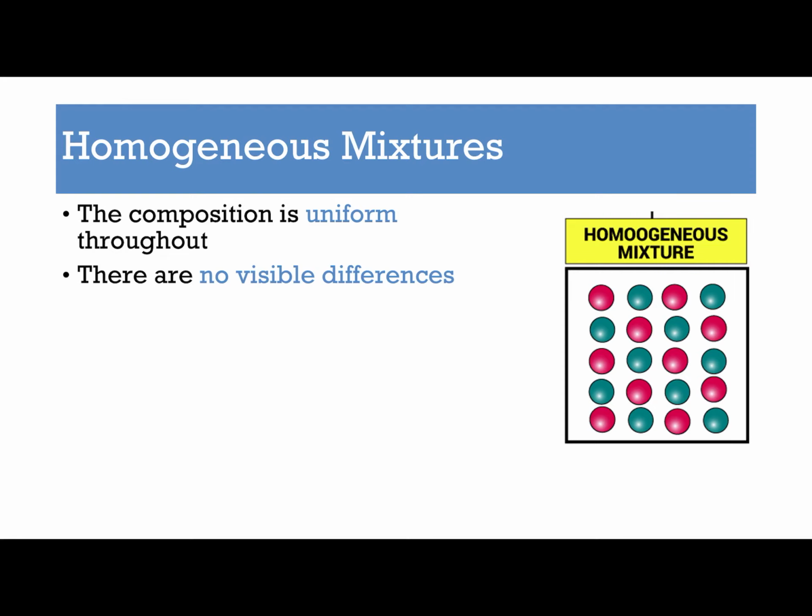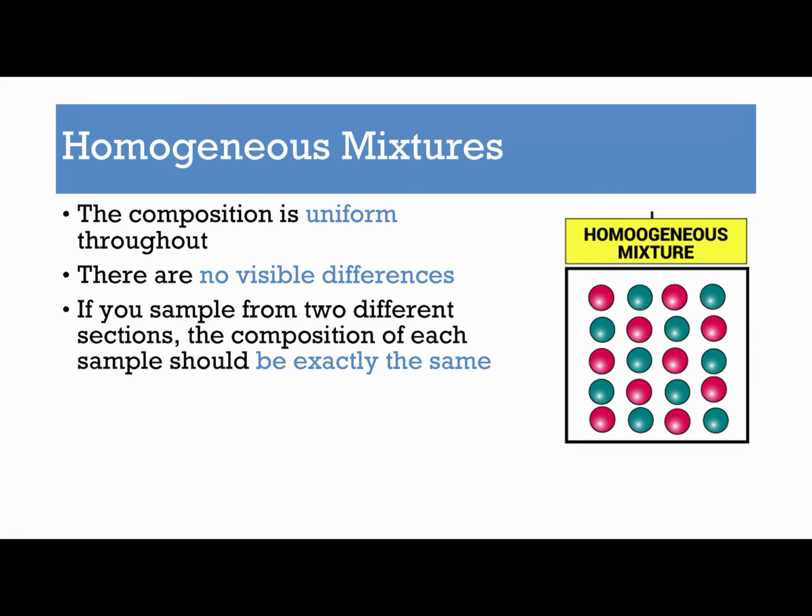So going into more detail on homogeneous mixtures, again, the composition is uniform. There are no visible differences. So you won't be able to really see the pieces that make up that mixture. And if you sample from two or more sections, the samples will be exactly the same. So in this picture, if I was to take two circles that are next to each other, those are next to each other, those are next to each other. No matter where I pick, I always get the same thing.